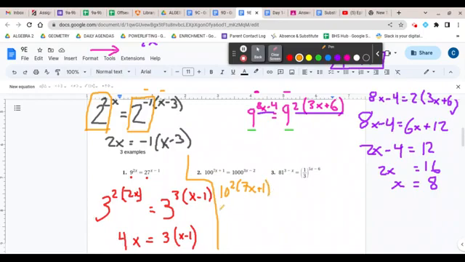I'm going to write the other one underneath here. And then 1,000 is 10 cubed. So that could be 10 cubed to the 3x minus 2. So now we set both of our bases to 10. And now on one side, our exponent is 2 times 7x plus 1. On the other side, we have 3 times 3x minus 2. From there, we can hammer out the math and solve that out.